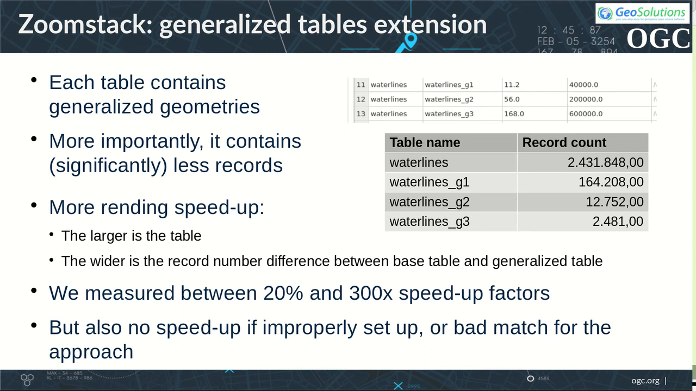Generalized tables help performance in two ways. First, they contain generalized geometries. Second, and more important, they only contain records that are meant to be displayed at the target scale. Multiple generalized tables can be set up for each base table, targeting different scale ranges. If set up properly, this can lead to a significant speedup. During the testbed, we measured improvements up to 300 times on selected tables.